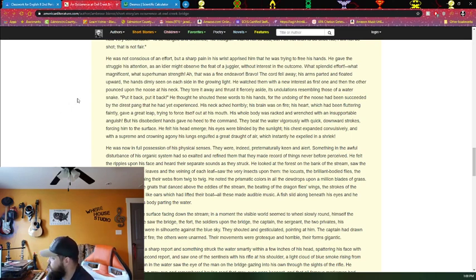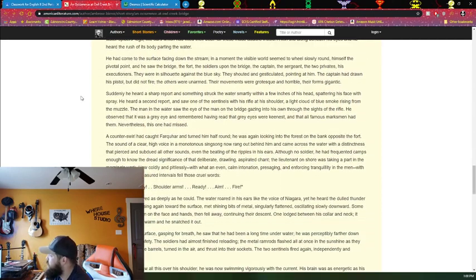He had come to the surface facing down the stream. In a moment the visible world seemed to wheel slowly around him, himself the pivotal point, and he saw the bridge, the fort, the soldiers upon the bridge, the captain, the sergeant, the two privates, his executioners. They were in silhouette against a blue sky. They shouted and gesticulated, pointing at him. The captain had drawn his pistol but did not fire. The others were unarmed. Their movements were grotesque and horrible, their forms gigantic.